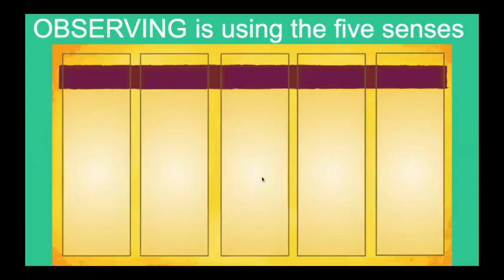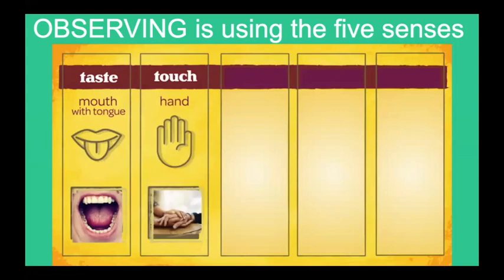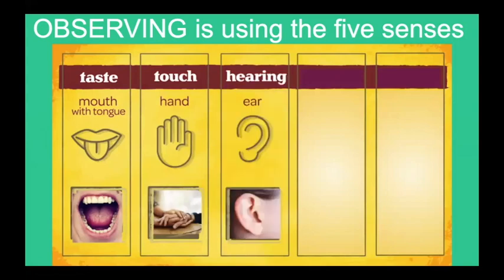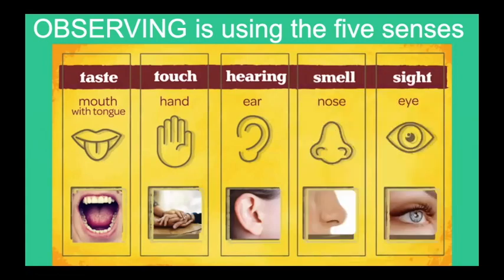Yeah, and for observing, we use our 5 senses. So taste, and we use the mouth with the tongue for taste. We use our hand for touch. We use our ears for hearing, and we use our nose for smelling. Also, we use eyes to see things around us.